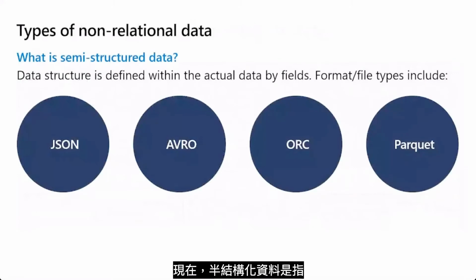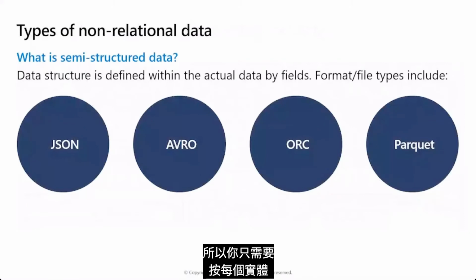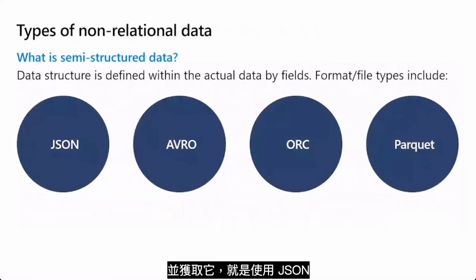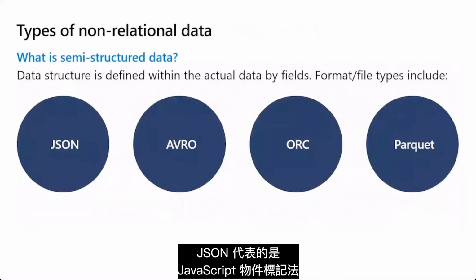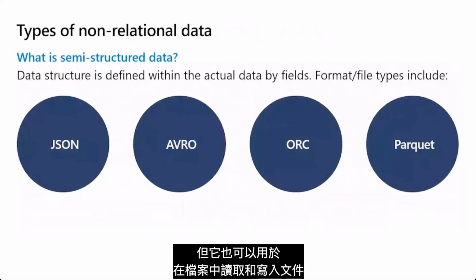Now, semi-structured data is data that contains fields, and the fields don't have to be the same in every entity, so you only define the fields that you need on a per-entity basis. The data must be formatted in such a way that an application can then parse and process it. One of the more common ways of doing so, to store the data for each entity and fetch it, is using JSON. JSON stands for JavaScript Object Notation. It's a format that's typically used by JavaScript applications to store data in memory, but it can also be used to read and write documents to and from files.